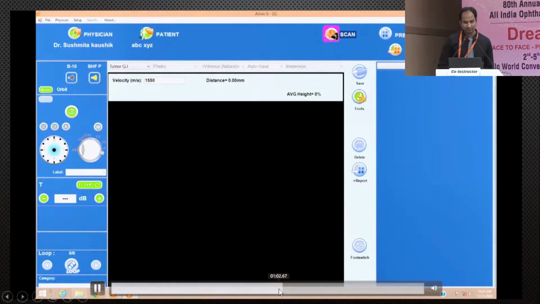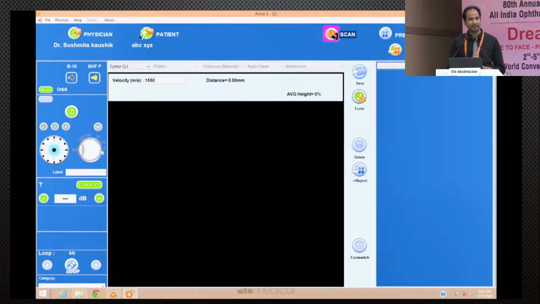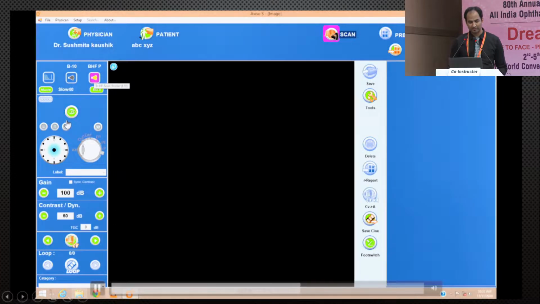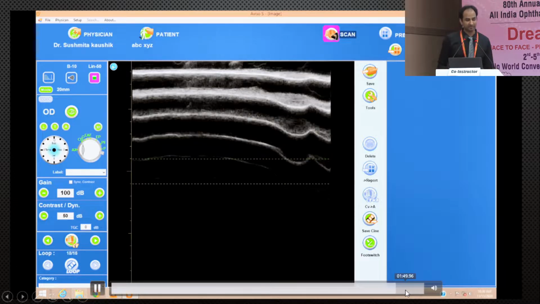Then the machine will appear like this. Here we need to select the eye properly. The option is there, so we need to select the right eye or the left eye. And we can interchange these eyes in between if we need to see the other eye during examination. So once we are ready, we press the foot pedal and then the UBM will start. So this will appear like this. So this was setting up the machine.